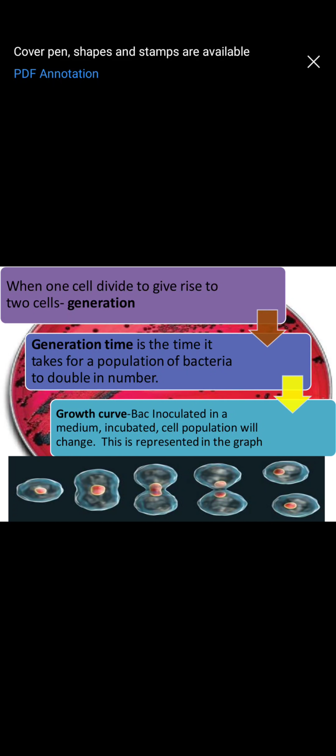Then moving on to generation. What is the meaning of generation here? I told you that when one cell divides to give rise to 2, and then 2 give rise to 4, that is multiplication of cells. So when we inoculate the organisms, they will multiply and increase in number. That's called growth. Generation is when these organisms are multiplying.